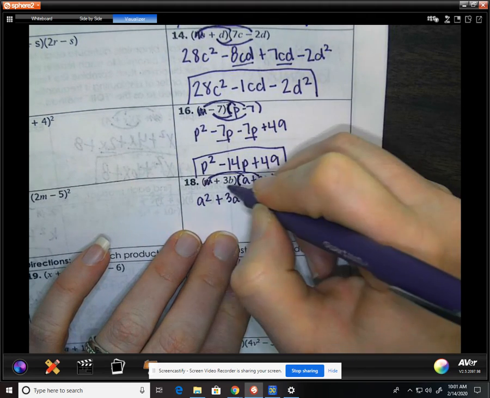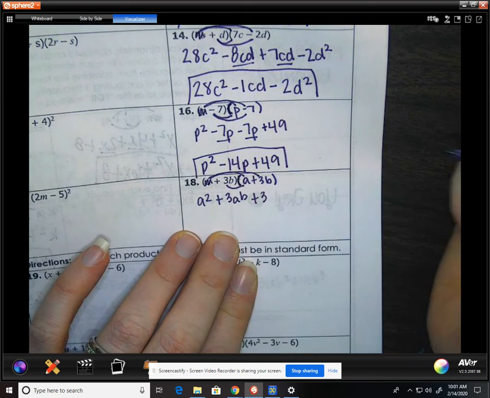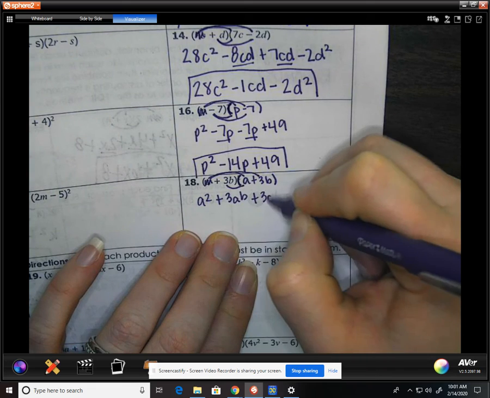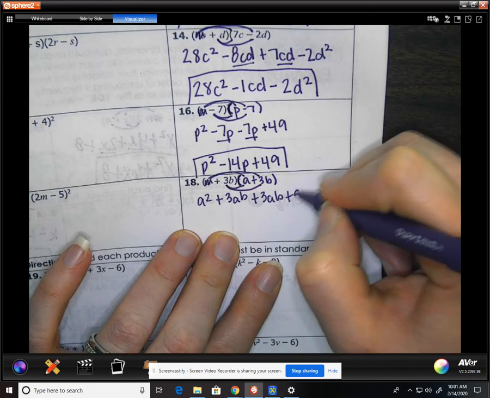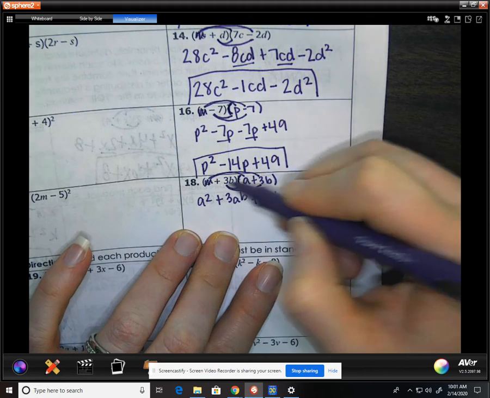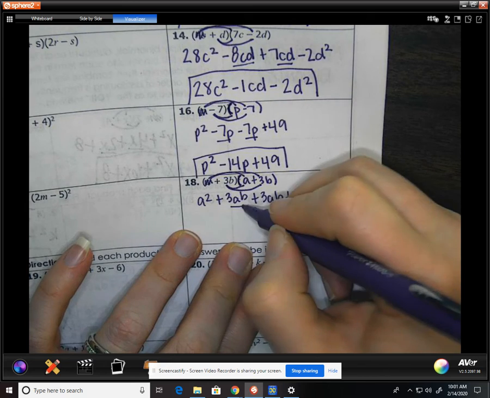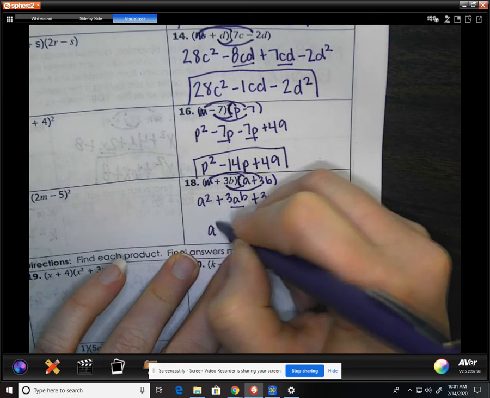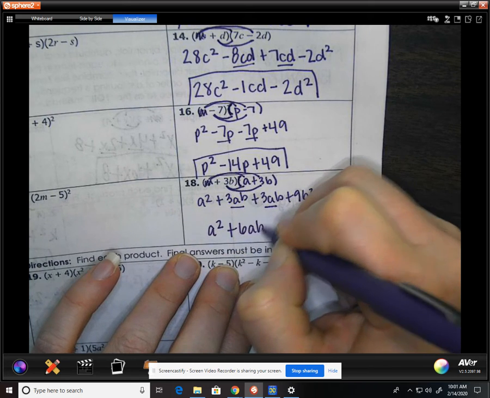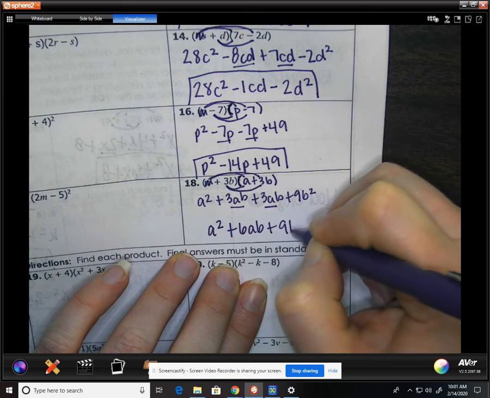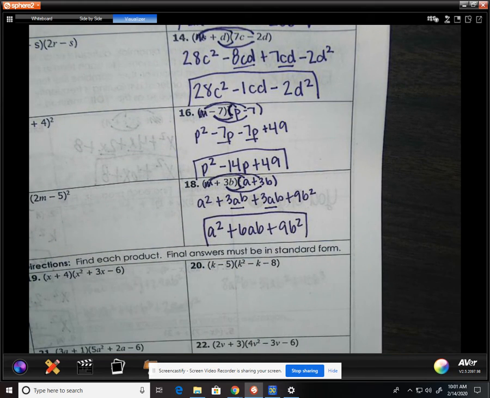I'm done with A, so I move to 3B. So 3B times A, I keep that coefficient of 3, and then I write my letters alphabetical, AB. And then 3 times 3 gives me 9, and if I have a B and a B, 1 plus 1 gives me B squared. I can now combine the ABs, so I keep A squared. 3 plus 3 gives me 6, and I keep AB. And then I bring down plus 9B squared. That's written in standard form, and that's my final answer.